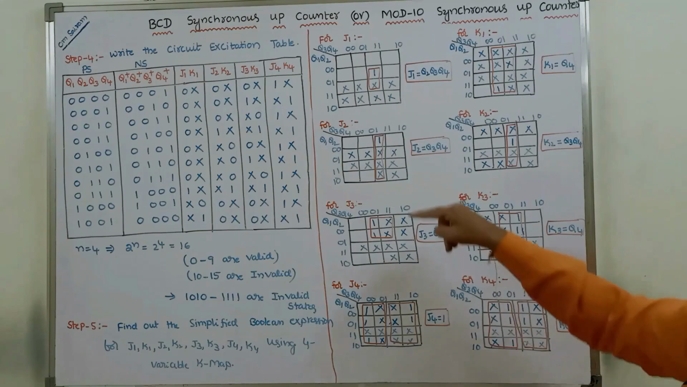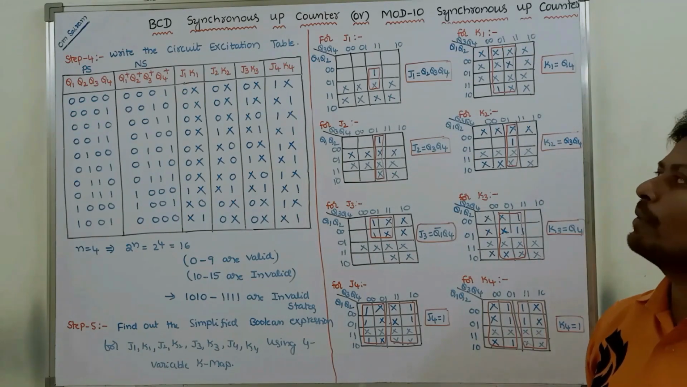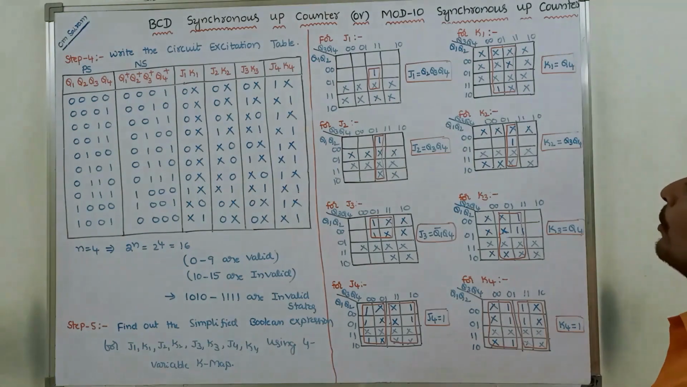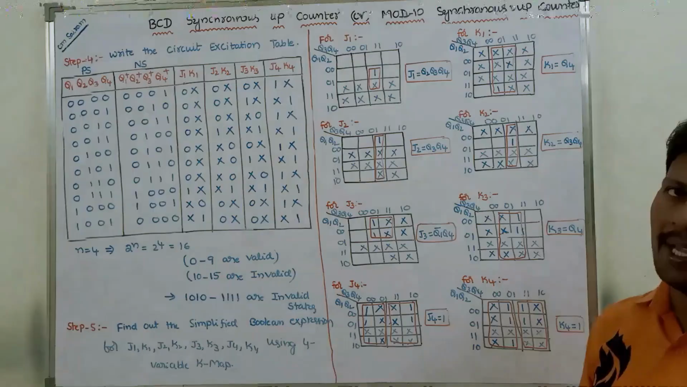So these are the simplified expressions for J1, K1, J2, K2, J3, K3, J4, K4. Now we can go for drawing the logic diagram. In step 6, we have to draw the final logic diagram by using the simplified Boolean expressions that we are getting from step 5. Here to design the BCD Synchronous Up Counter or mod 10 Synchronous Up Counter, we have to use 4 JK flip-flops. This is the first JK flip-flop, second JK flip-flop, third JK flip-flop, fourth JK flip-flop.